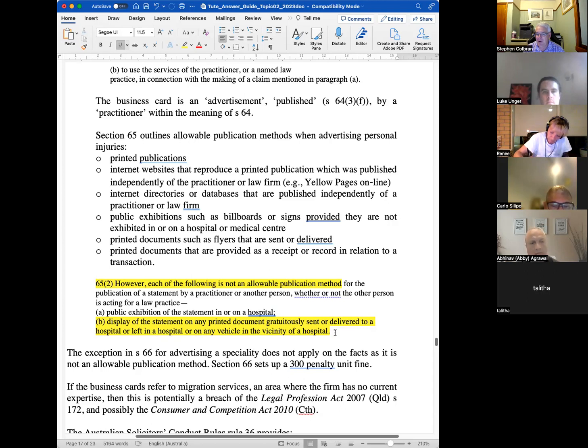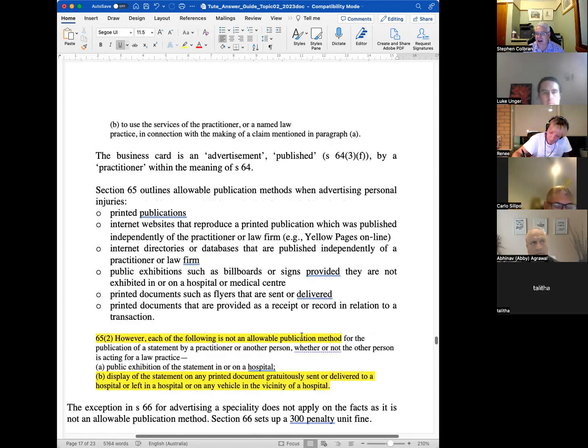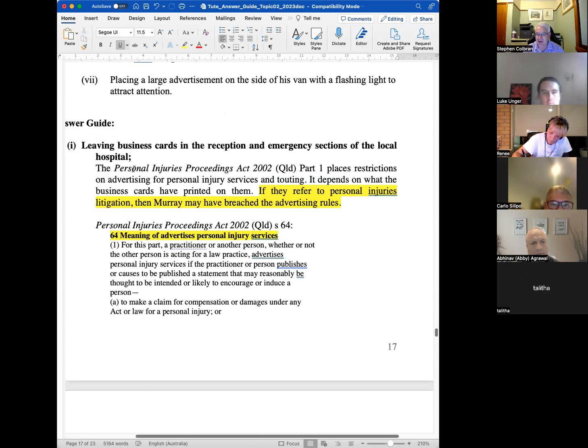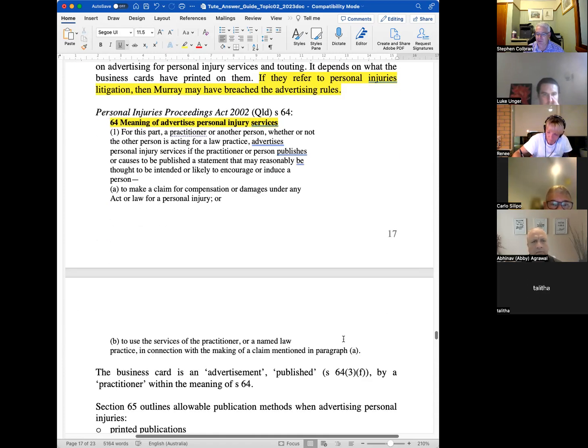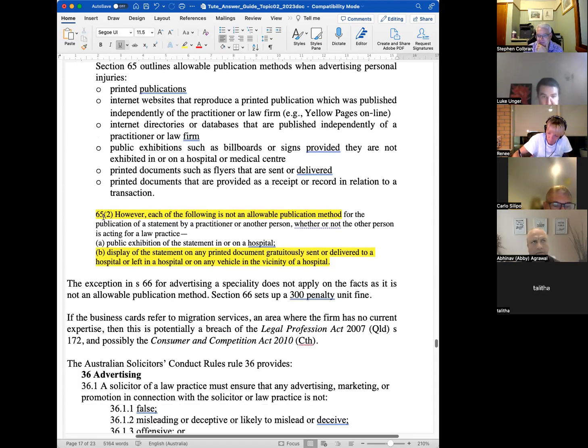Okay, so what's Murray actually done? To go back to what he's done, leaving business cards in the reception and emergency sections of the local hospital. How does that fit within this? I suppose you could say it is a public exhibition of the statement because it can be seen. So I think 65.2a would be okay. And B, display of the statement on any printed document gratuitously sent or delivered. Well, it's certainly that as well.